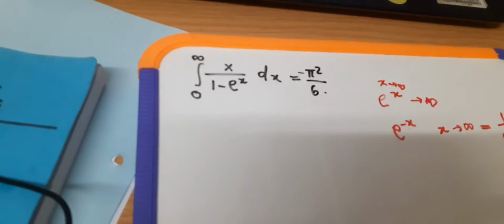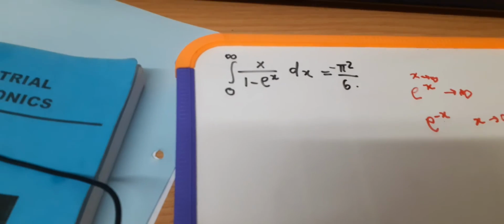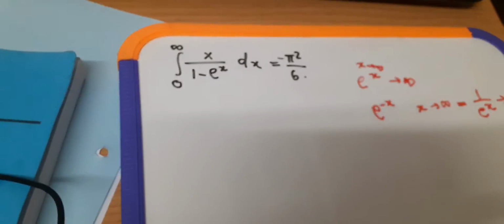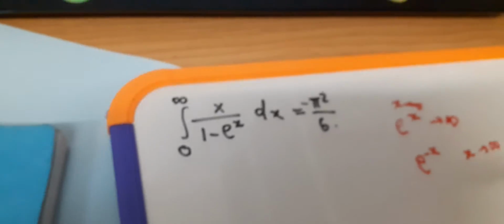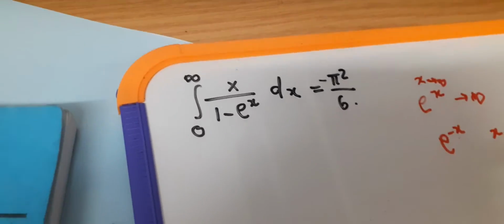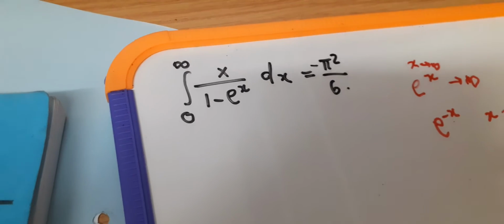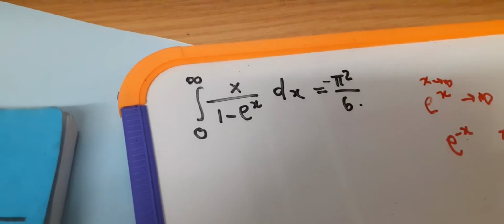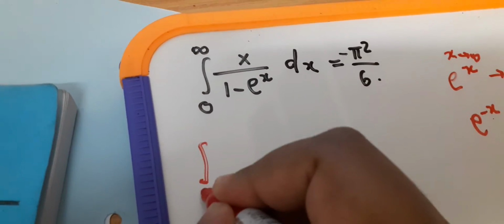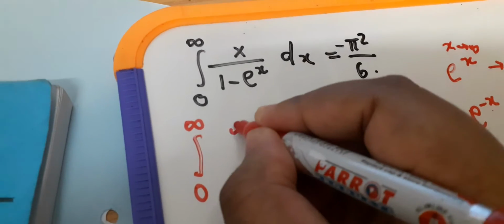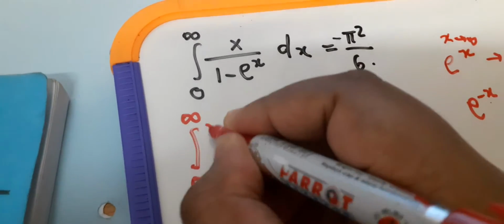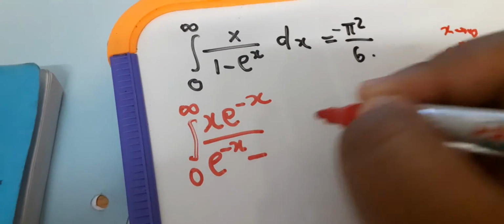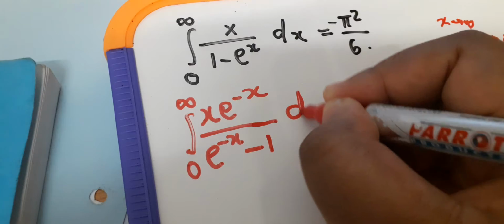So when you see something like this, you already have to think the e to the x should be negative, because if it's not negative, it's going to cause problems. So you can multiply by e to the minus x on the bottom and the top, which is multiplying by 1. So basically you'll have this: e to the minus x over e to the minus x minus 1 dx.